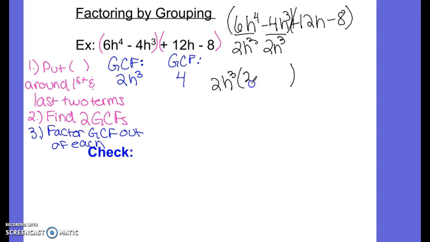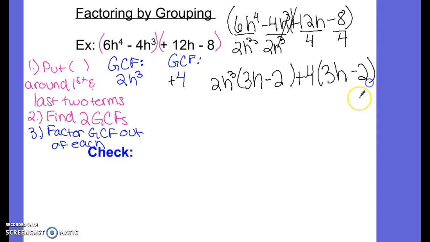6 divided by 2 is 3. H to the fourth divided by h cubed is h. Negative 4 divided by 2 is negative 2. H cubes cancel. Double check on the inside. The GCF is 1. This GCF was a positive 4. So I'm going to put my positive 4, just going down the list. Divide by 4, divide by 4. 12 divided by 4 is 3. H minus 2.